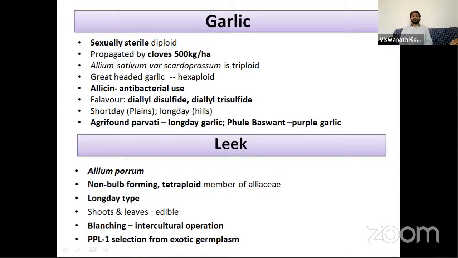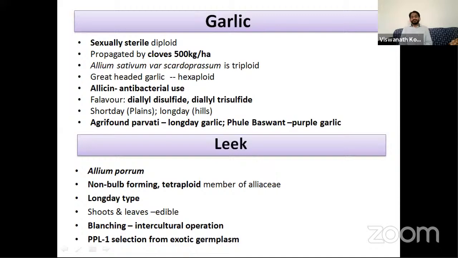Another important bulb crop is garlic. It is a sexually sterile diploid. Garlic does not produce flowers, so there is no question of seed propagation in garlic. Garlic is propagated by cloves. It requires 500 kg per hectare. Very easy to remember, 500 kg per hectare. This is also a very common question because of the unique nature.